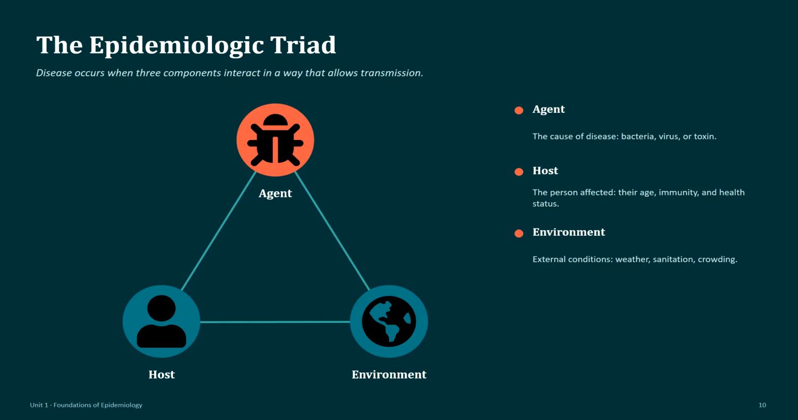The key idea is that disease doesn't appear because of any of these alone. It happens when all three interact in just the right way to allow transmission. Change any corner of the triangle and you can break the chain of transmission entirely. That's actually the theoretical basis for almost every public health intervention you will encounter.